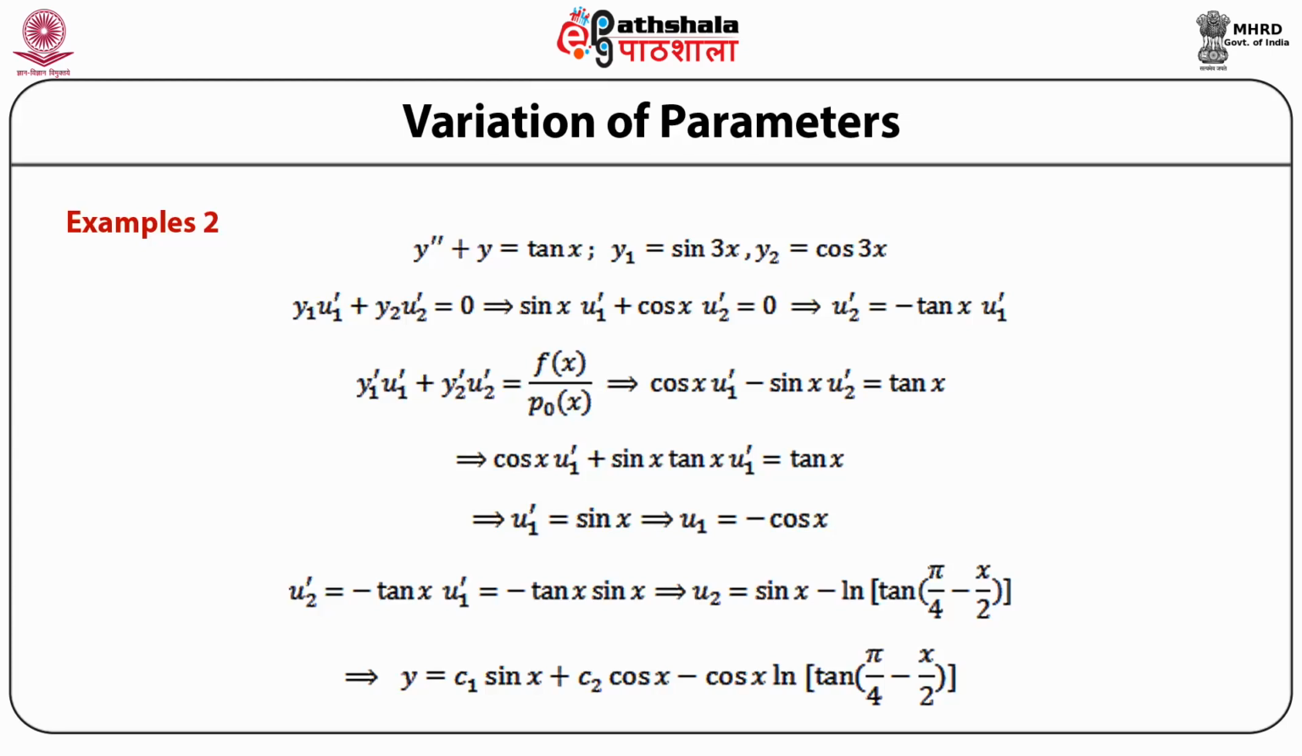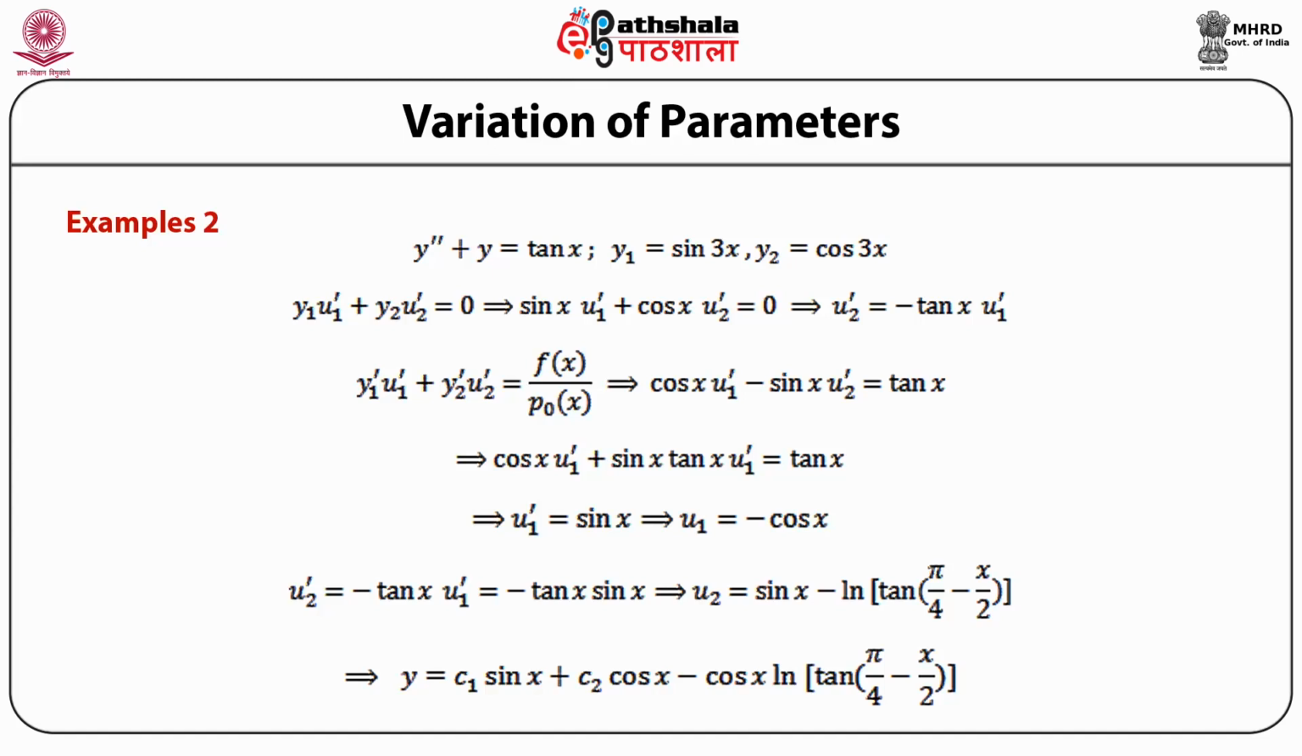Next, y1 prime u1 prime plus y2 prime u2 prime will be equal to f(x) divided by p naught(x). This implies cos x times u1 prime minus sin x times u2 prime will be equal to tan x. So we get cos x u1 prime plus sin x tan x u1 prime is equal to tan x. This results in u1 prime being equal to sin x, which is integrated to obtain u1 equal to minus cos x.